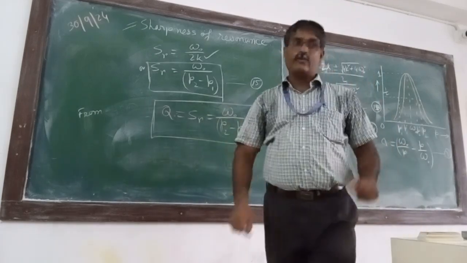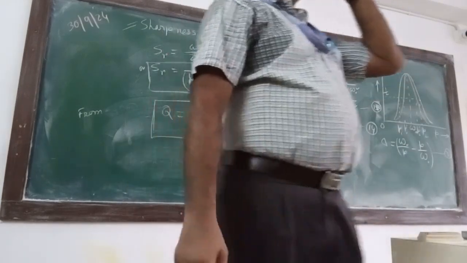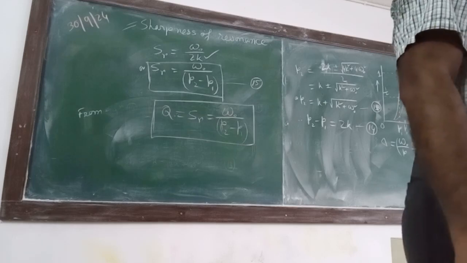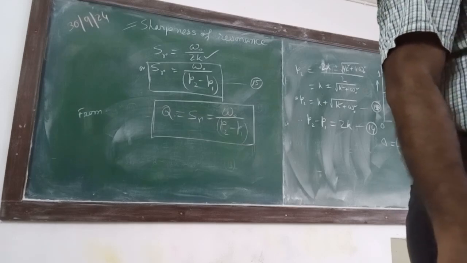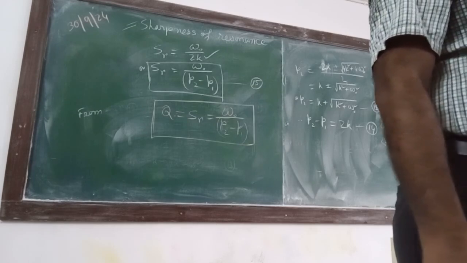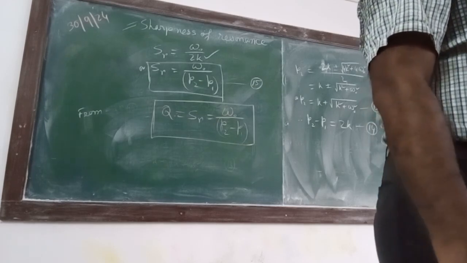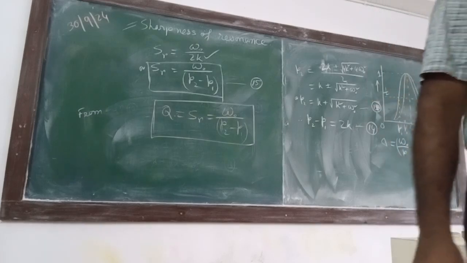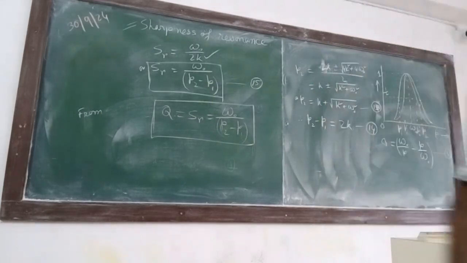So this is the forced vibration. In the next class, we will do the LCR circuit, and then the oscillation will be completed. After that, we will start optics.